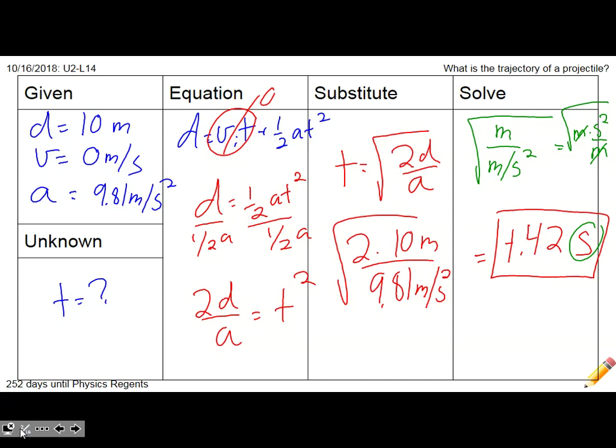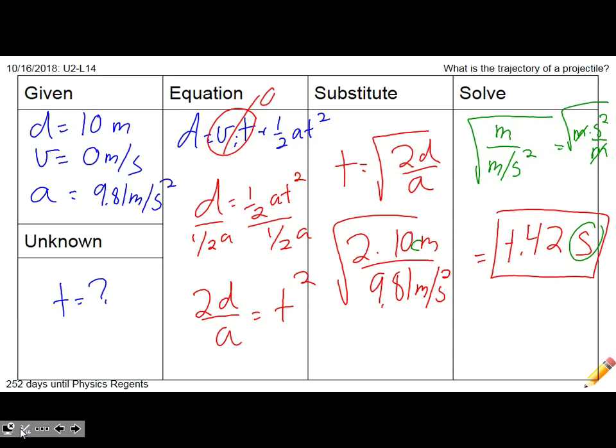Yes. Because again, let's say instead of being 10 meters, this was 10 centimeters, right? You would still get 1.42, but the unit is no longer seconds, right? So the unit is just as important because the whole measurement requires both the number and the unit. Okay.